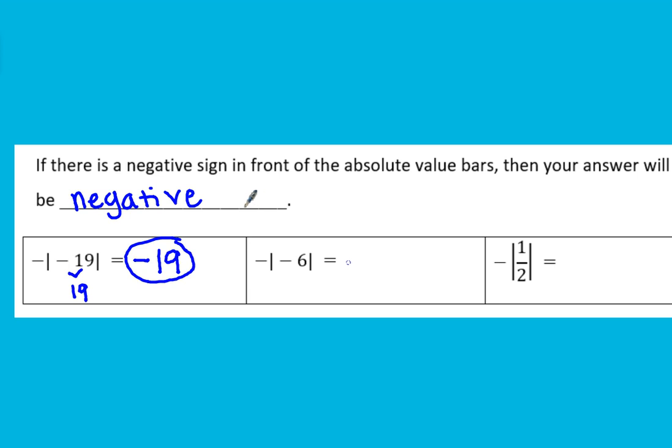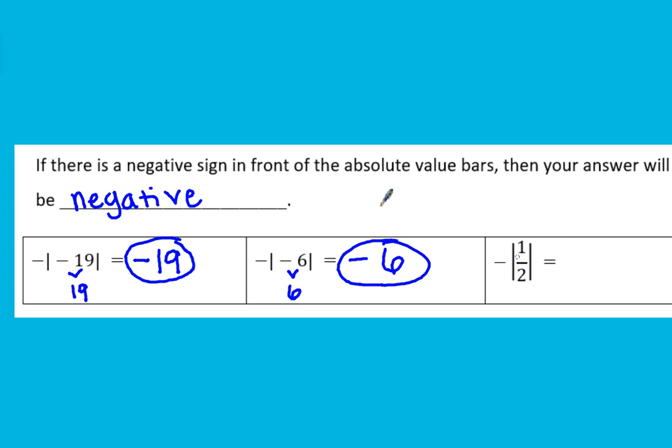Okay, hopefully you tried them on your own. Let's check to make sure we did them correctly. The first thing that we notice on the left is that negative sign, so we're going to bring that right over to our answer. And then we do what's inside of our absolute value bars. The absolute value of negative 6 is just 6. So that means we're going to bring our 6 over here, and our answer is negative 6. So the negative absolute value of negative 6 is negative 6.